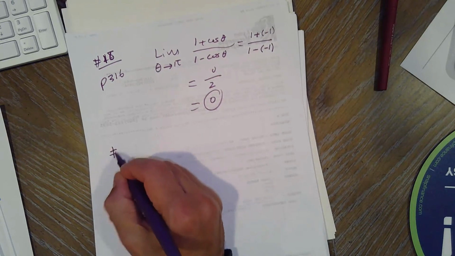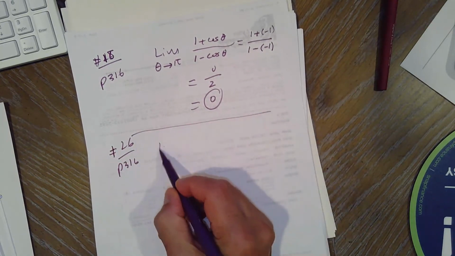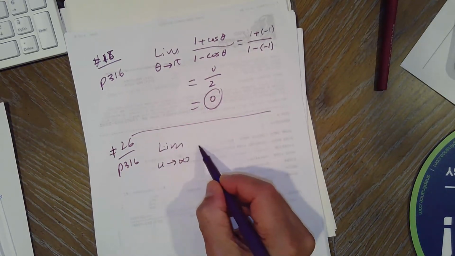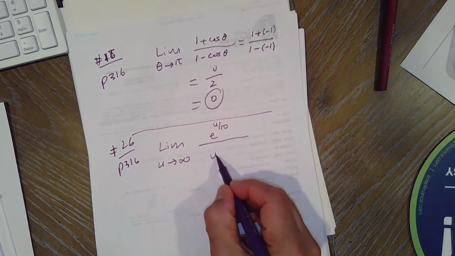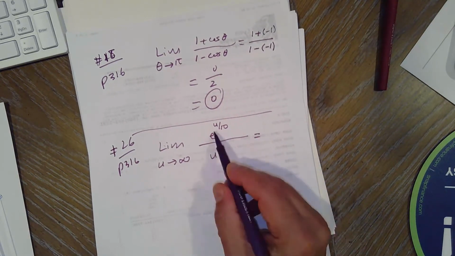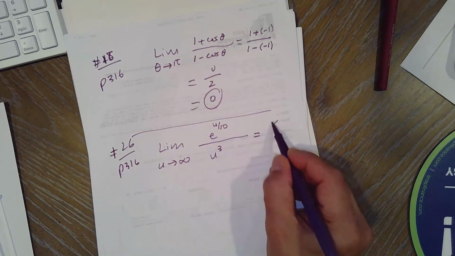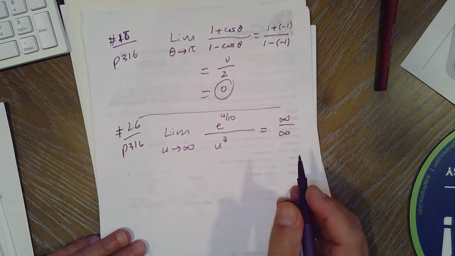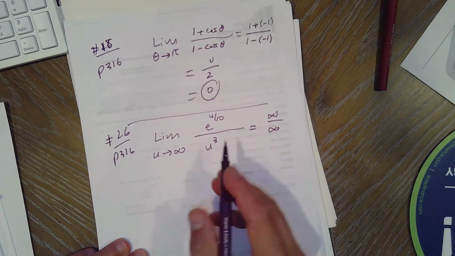Okay, 26, page 316. The limit as u goes to infinity of e to the u over 10 divided by u cubed. If we put in infinity, e to the infinity is infinity, infinity cubed is infinity. So this is indeed indeterminate form. So now we're going to do the derivative.